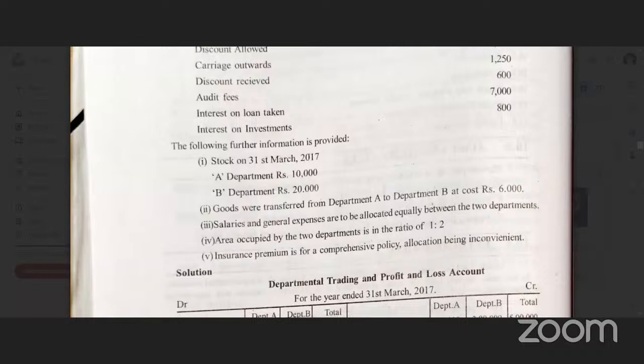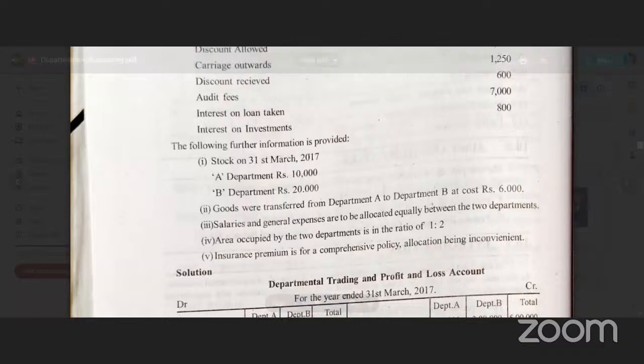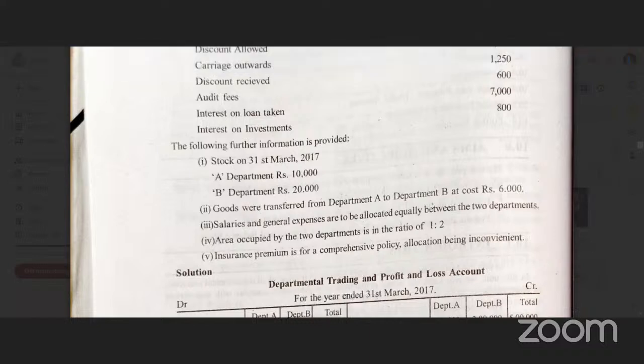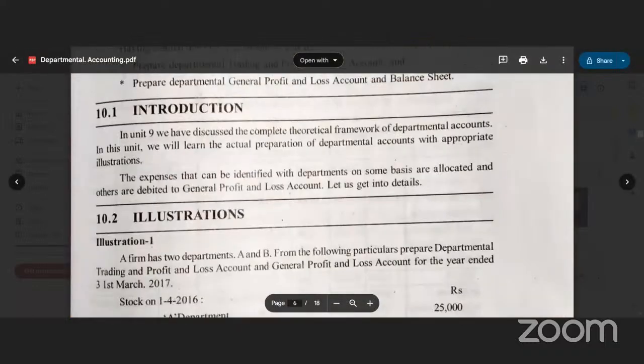After that, what he said: goods transferred from department A to B cost 6,000. I'll explain, that means departmental transfers. Salaries and general expenses to be allocated equally between two departments. Area occupied by the two departments is in the ratio of 1 is to 2. Insurance premium is comprehensive, allocation being inconvenient. Remember, I'll explain you now.